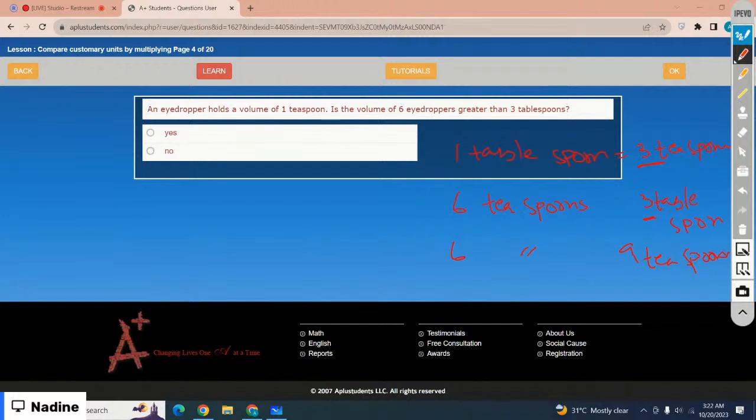So which is the correct option? That means the volume of 6 eyedroppers is less than 3 tablespoons, right? The correct option is no. The volume of 6 eyedroppers is not greater than the 3 tablespoons. The correct option is no, right?